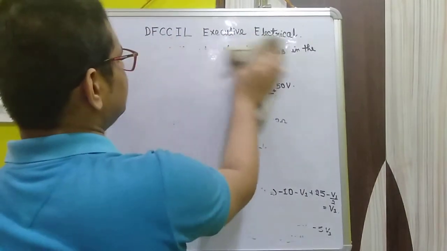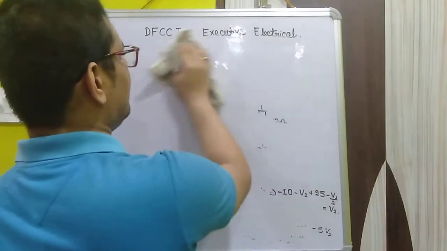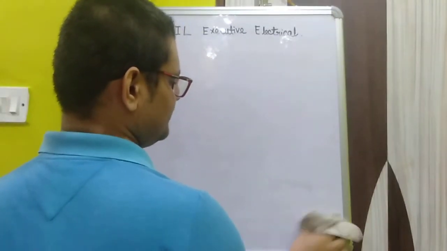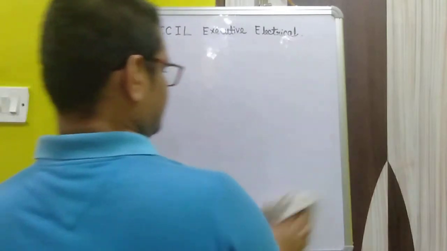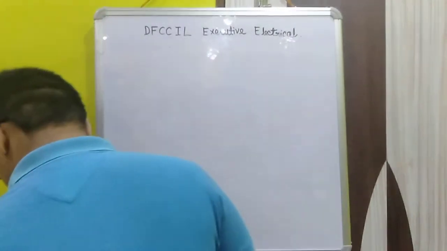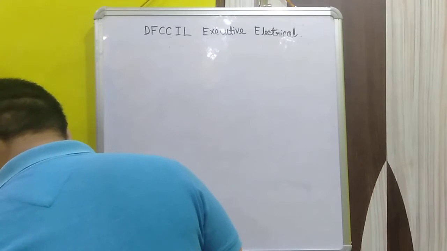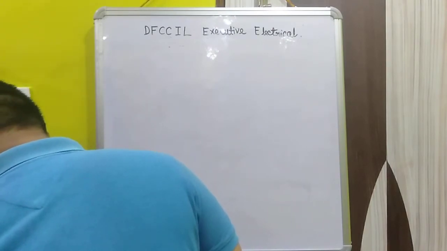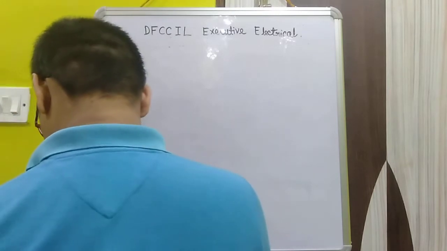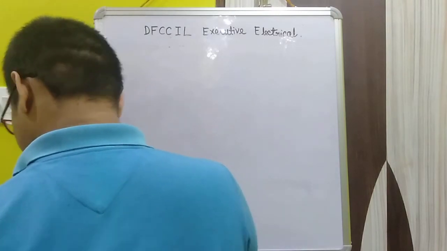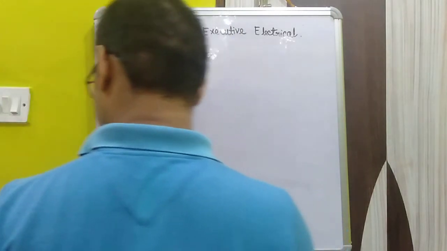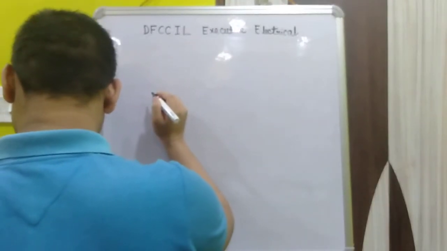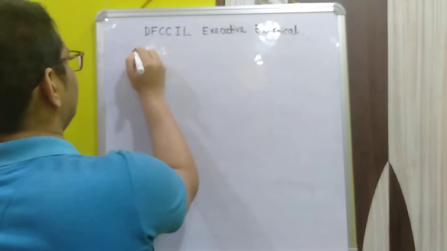I hope these numericals are very easy now. It will be very easy for you to solve them one by one with the steps which I have shown. So I'm taking the next question which came in the examination. There are two conductors, they are joined together. Now I'm writing the question.